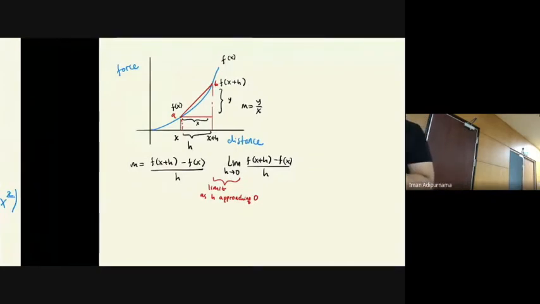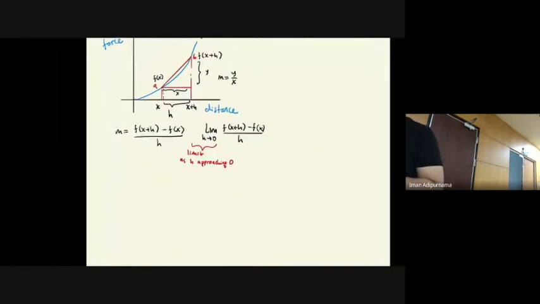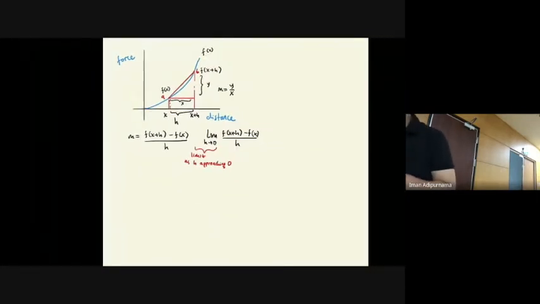Like for example, have you heard of Zeno's paradox? Have you heard of Zeno's paradox before? No. Okay. So Zeno's paradox is quite interesting.